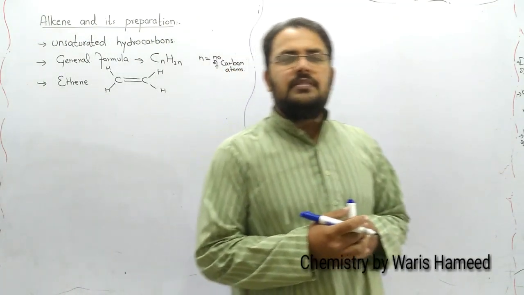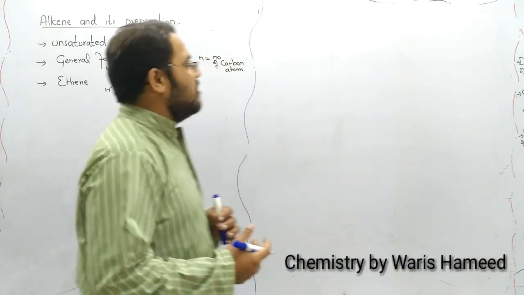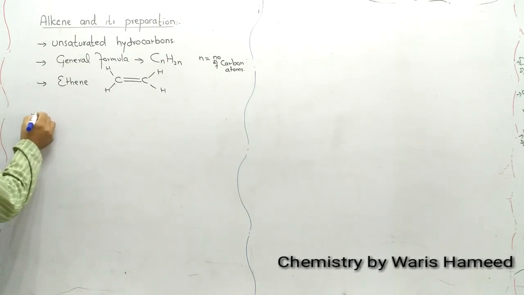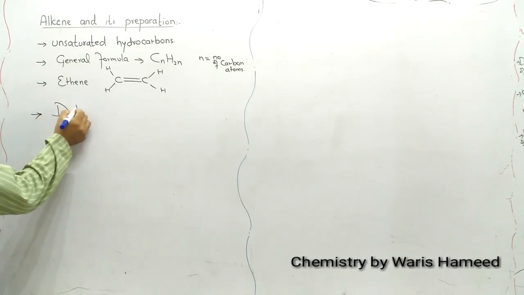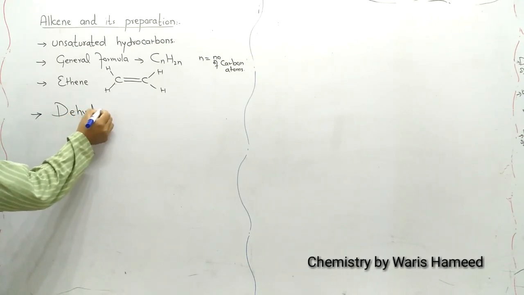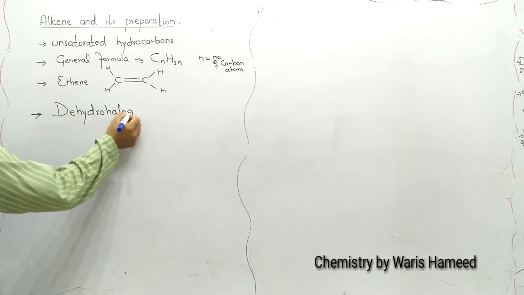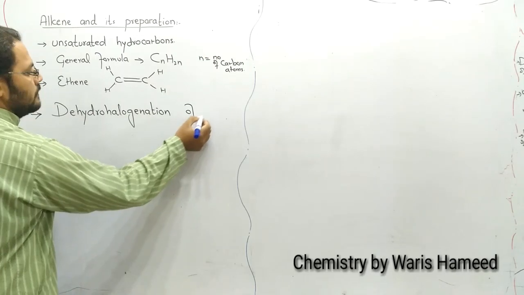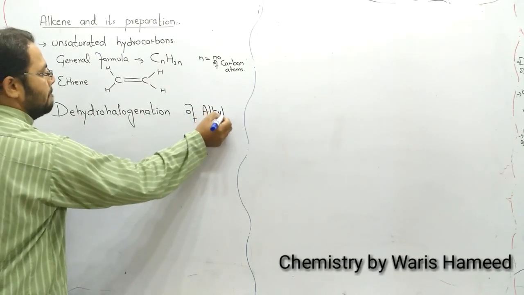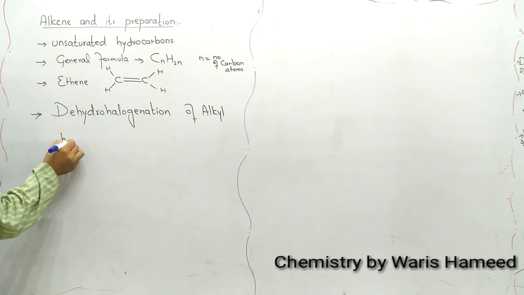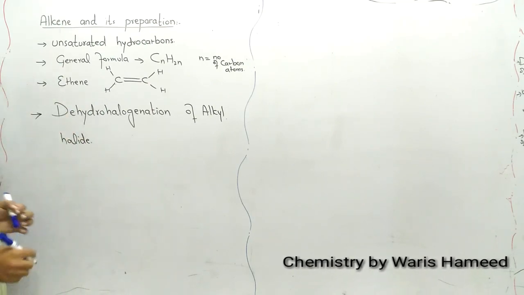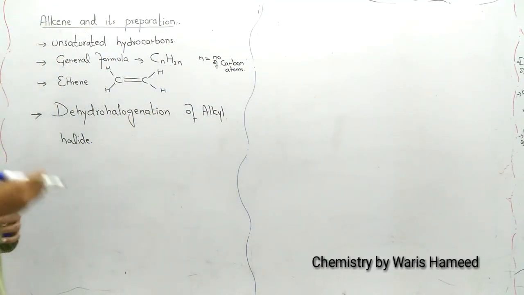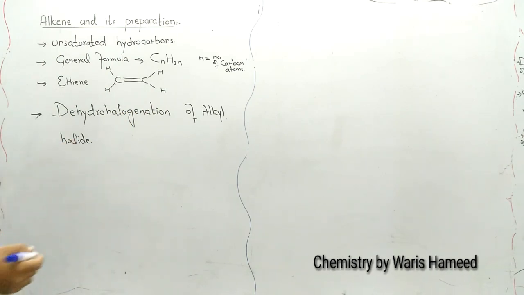Now I am going to discuss some preparation methods of alkenes. The first method is dehydrohalogenation of alkyl halide. Just focus on the terms, as they give us the main idea about the reaction.